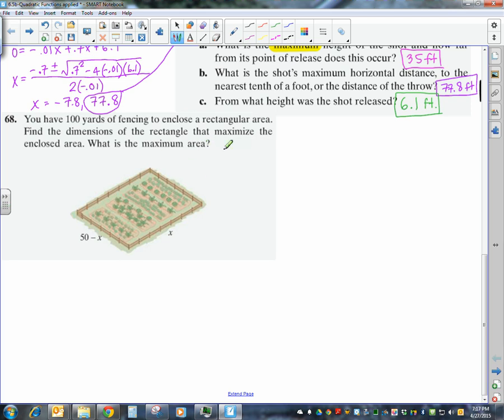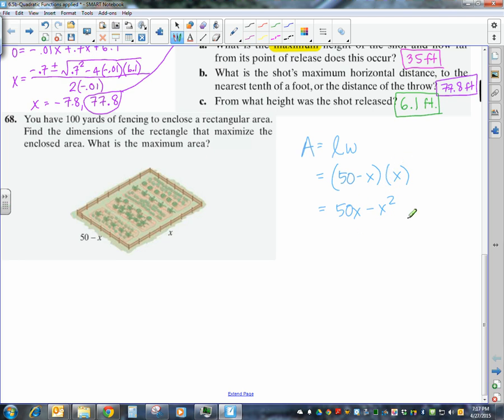So if I want to maximize the area, then I have to figure out how to calculate the area. So how do I calculate the area of a rectangle? Well, the area is the length times the width, and the length, it doesn't really matter which one I pick, is 50 minus x, and the width is x. So when I multiply that out, I have 50x minus x squared.